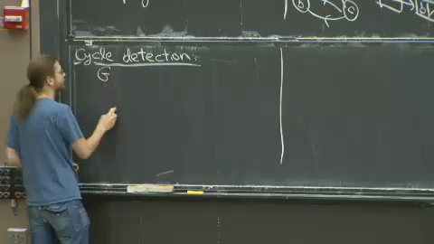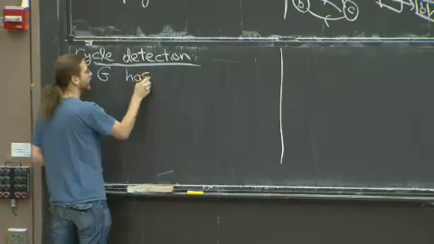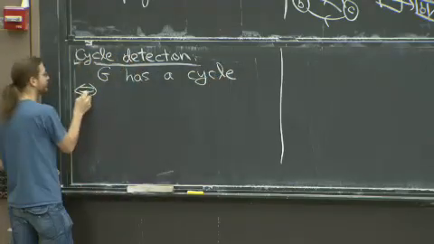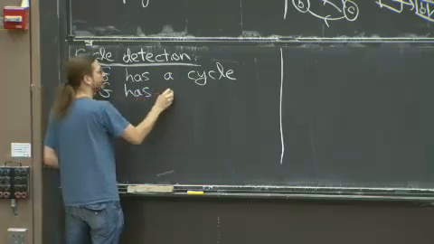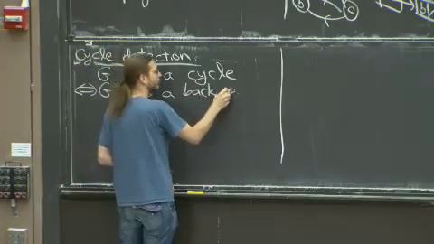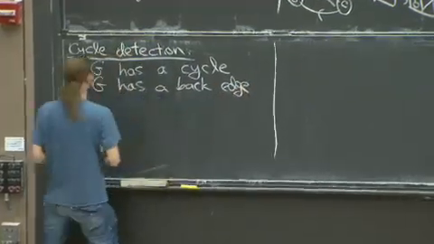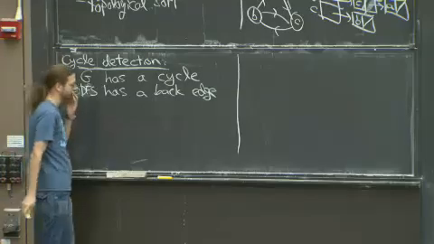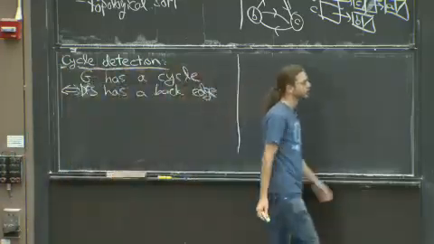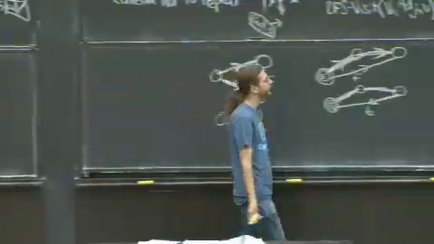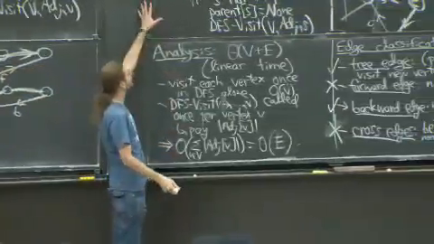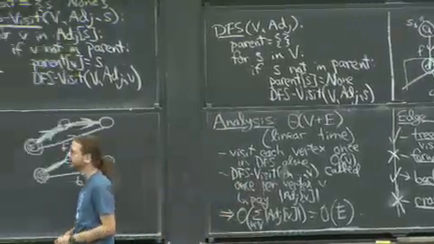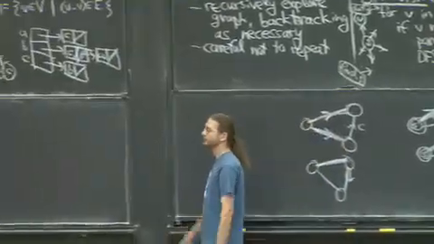So does my graph have any cycles? G has a cycle. I claim this happens if and only if G has a back edge. Or let's say a depth-first search of that graph has a back edge. So it doesn't matter where I start from or how I run this top-level DFS algorithm to explore the whole graph, because I want to know in the whole graph, is there a cycle? I claim if there's a back edge, then there's a cycle.